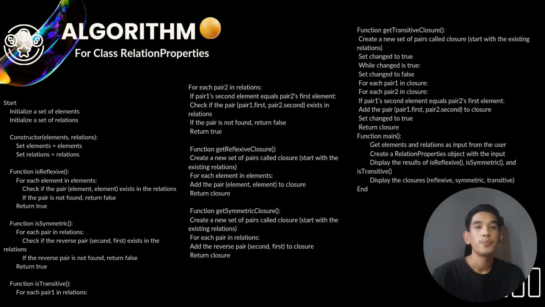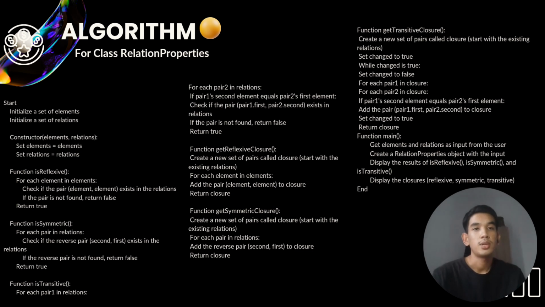If yes, return true. Then check if the pair first and first, pair 2 and second exists in the relation. If the pair is not found, return false. If yes, return true. Next, create a new set of pairs called closure. Start with the existing relation, then we add the pair element to closure, return closure, and then create a new set of pairs called closure.